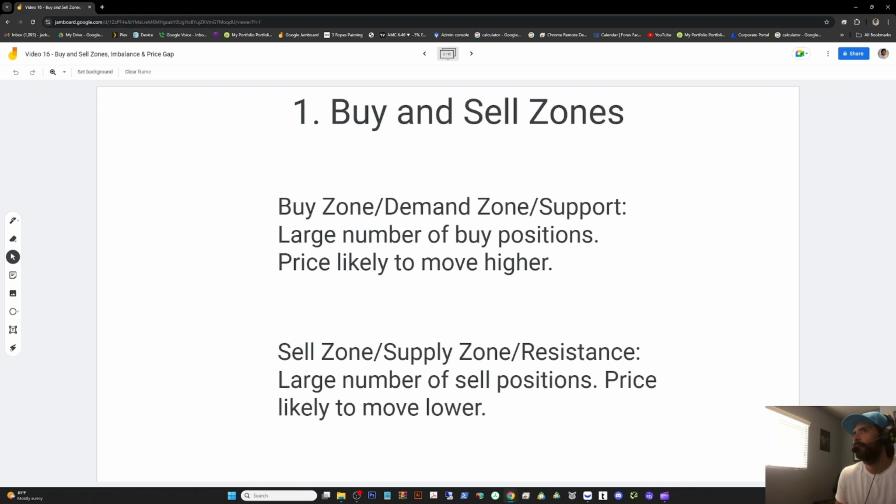First, understanding buy and sell zones. The buy zone can be called demand zone and support. It means it's an area of assumed buying positions and will likely move the price higher.